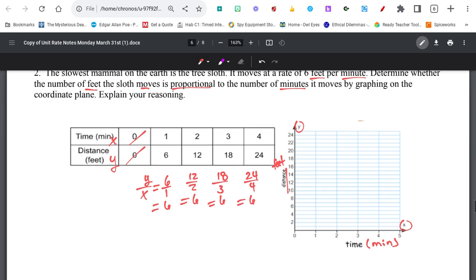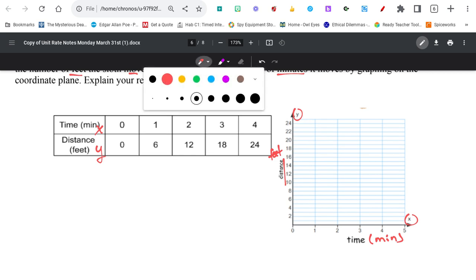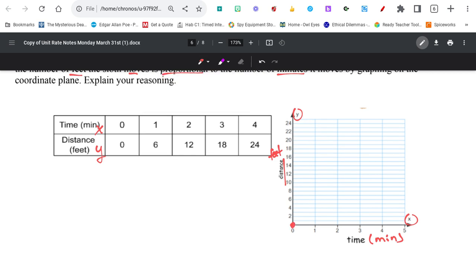But if you want to look at a graph and not the table, so suppose I didn't want to look at the table, I'm going to plot these. 0, 0, that's the origin. I'm going to put a dot right there. And then you have an X of 1, so you're going to go over 1. And then you have a Y of 6, so you're going to go up 6. And you're going to put a dot right there.